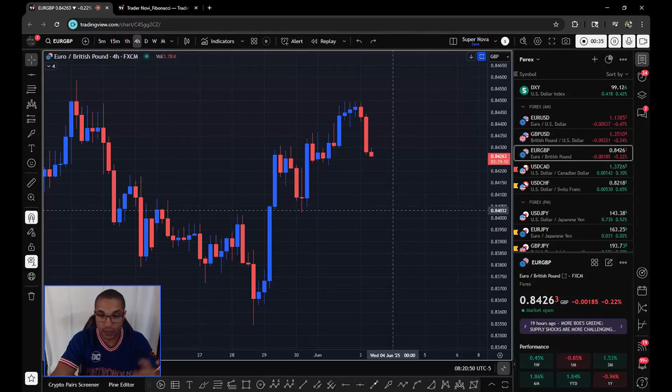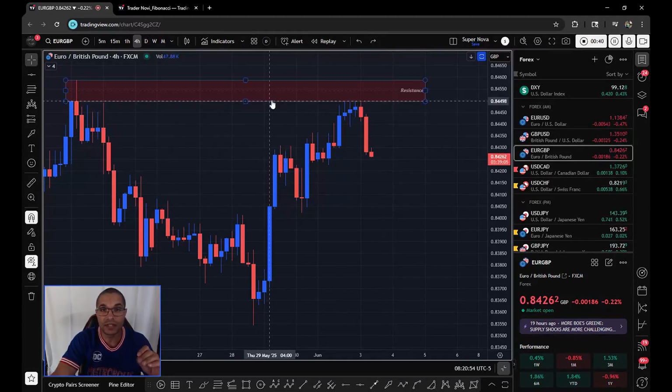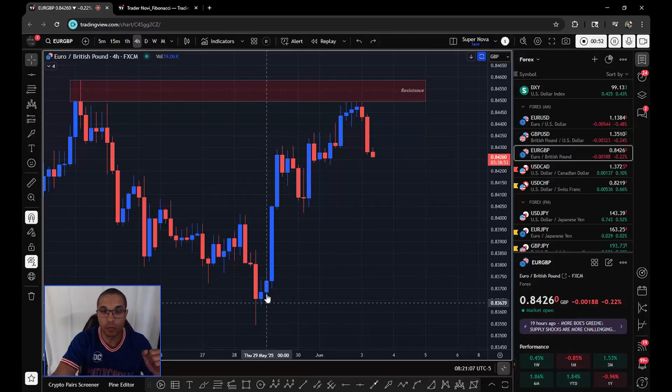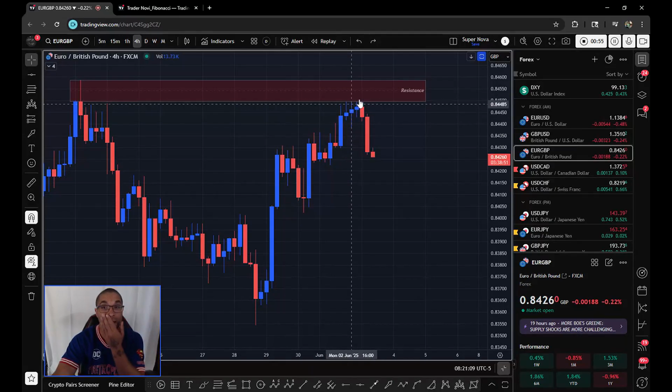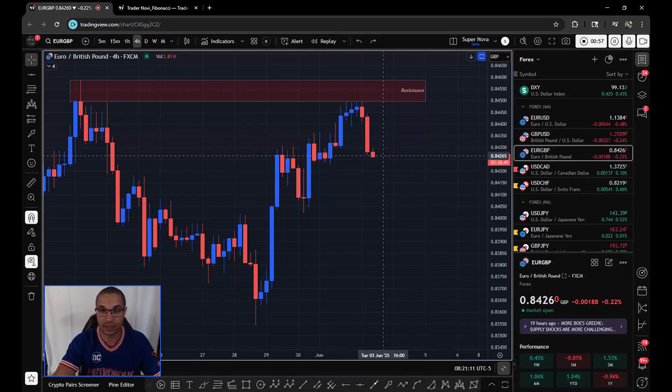Now, the first thing to point out is that we have this resistance area. We created a high back in May 21st, I believe, and price came down from that zone and found some support, worked its way back up, and skimmed this resistance.